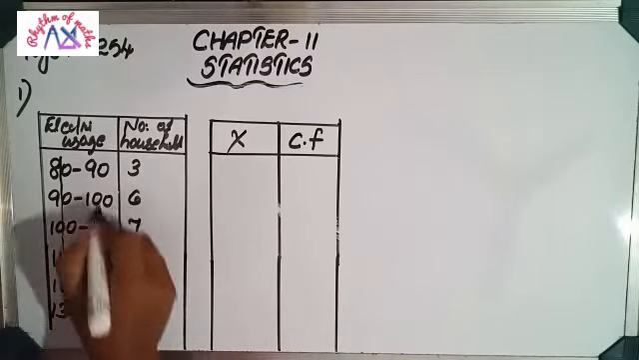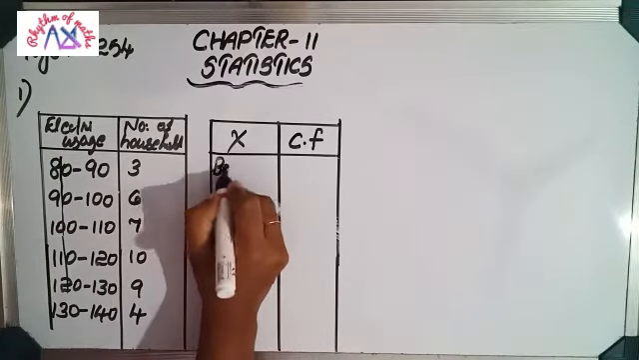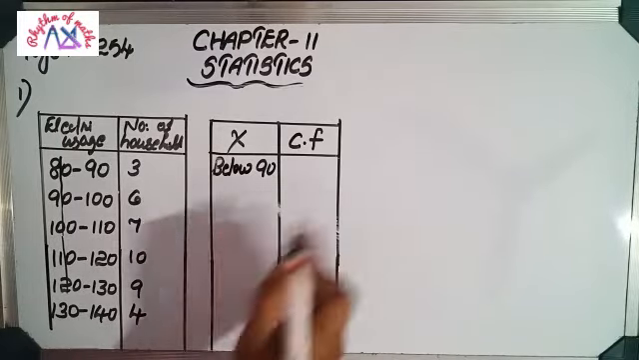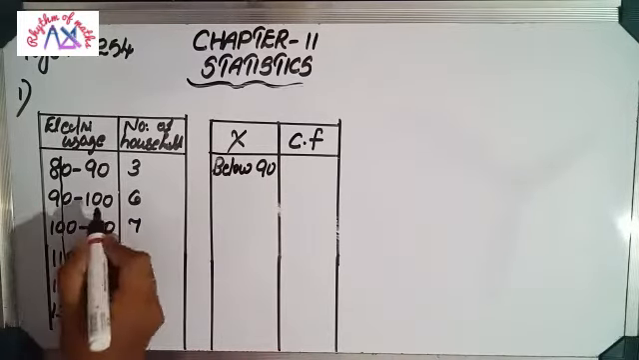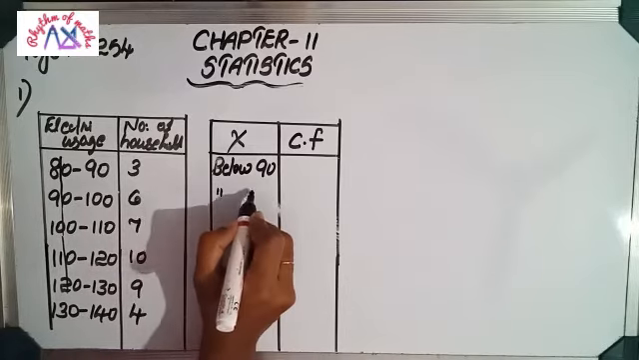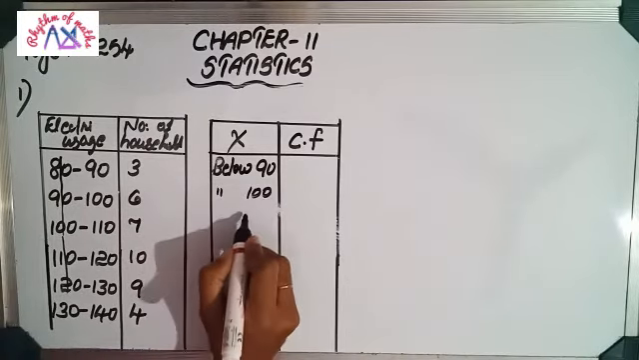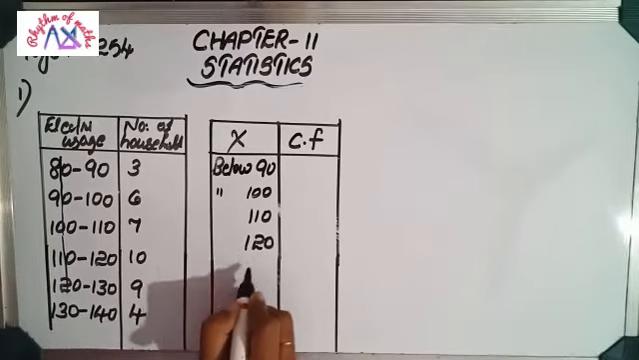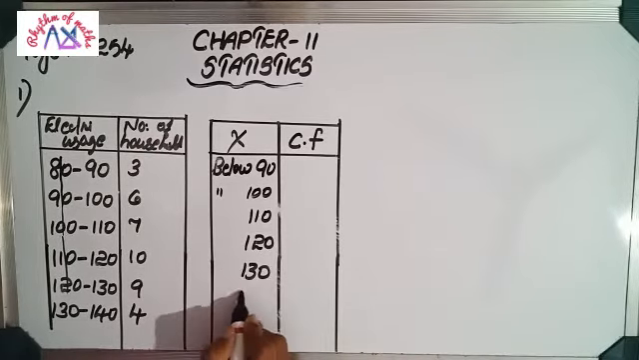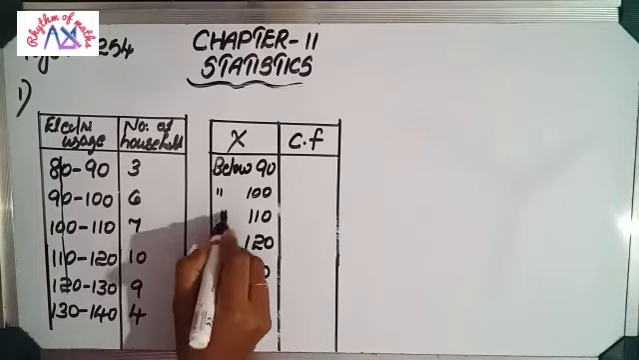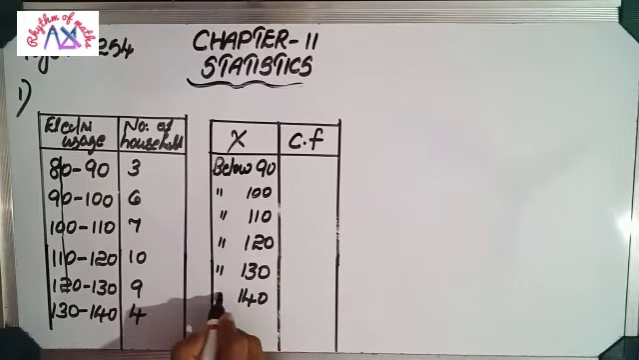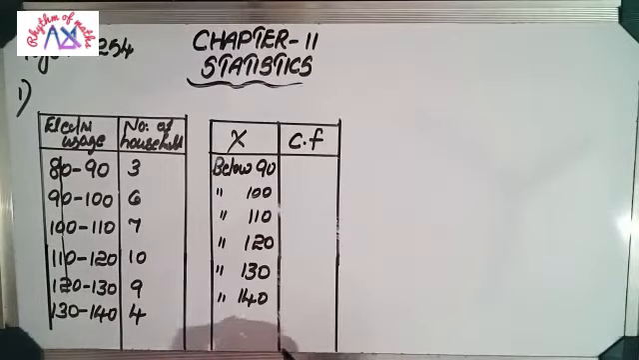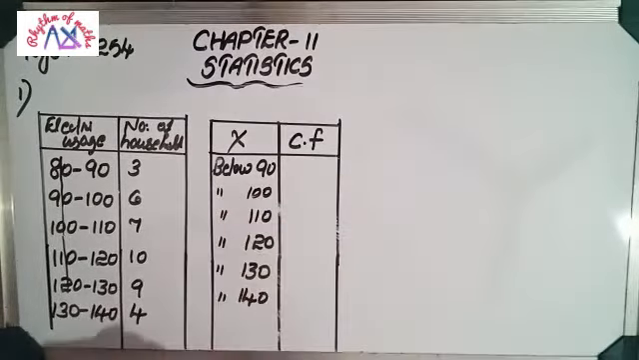And here you have to write below 90. Below 90 units, how many families are using? Next is below 100. Below 100 units, how many families are using? Then 110, 120, 130, 140. Here it is not up to, here it is below. We need to write the below value, then the cumulative frequency also.